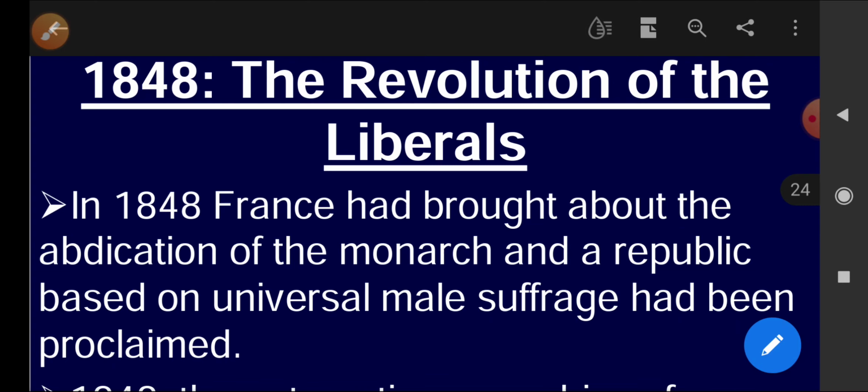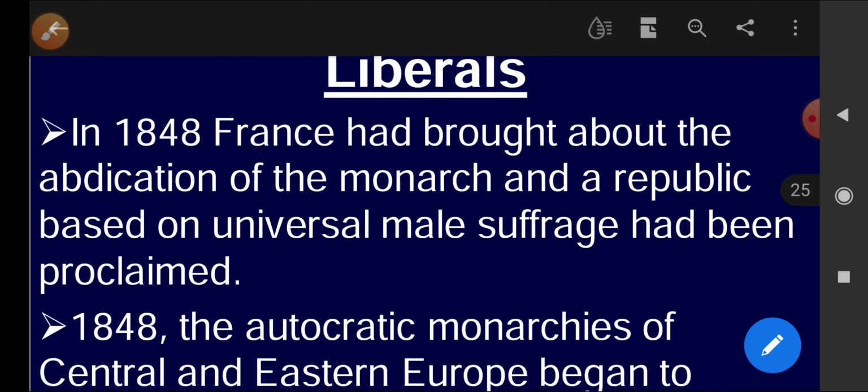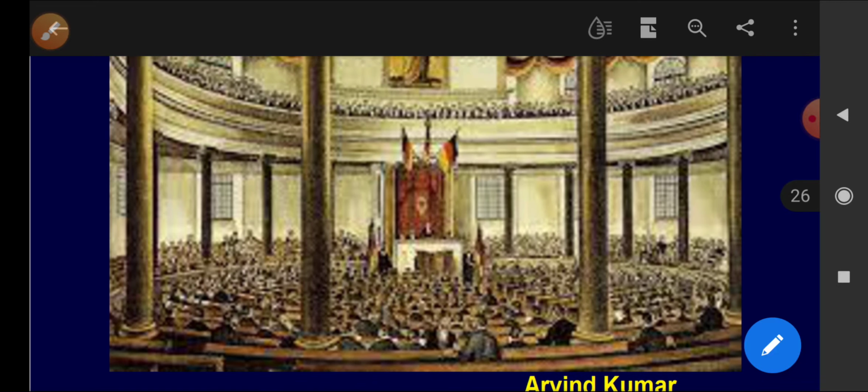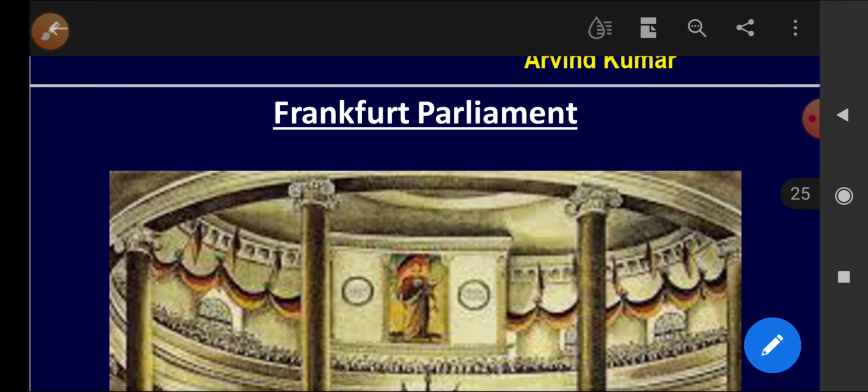Next paragraph of this chapter is related to revolution of liberals in 1848. 1848 is not only the year for France or French Revolution, it was one of the important years for Frankfurt Parliament, which was held in 1848. Here you may see the picture of this Frankfurt Parliament.